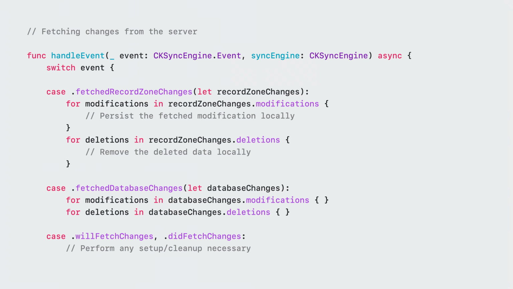Here's an example where our app fetches changes from the server. When the Sync Engine fetches changes within a record zone, it will post the fetchedRecordZoneChanges event. This event contains the modifications and deletions that were performed by another device. When listening for this, you should check the fetched modifications and fetched deletions. When you receive modifications, you should persist the data locally. When you receive deletions, you should delete the data locally. Fetching database changes works very similarly and can be handled with the same approach.